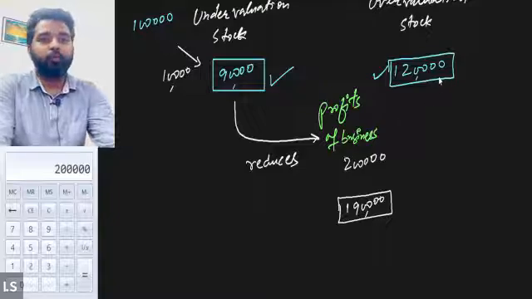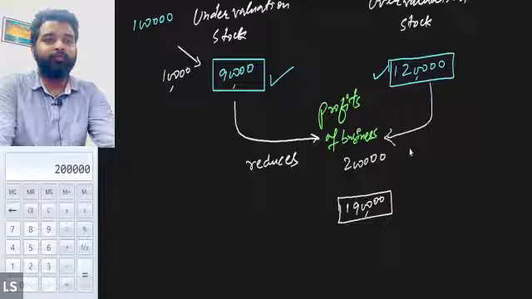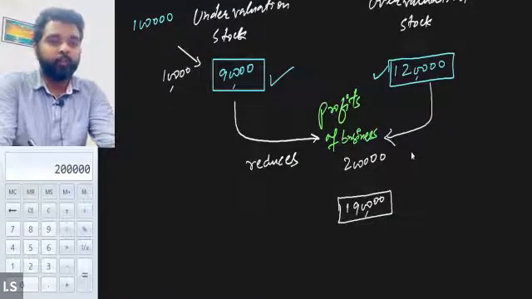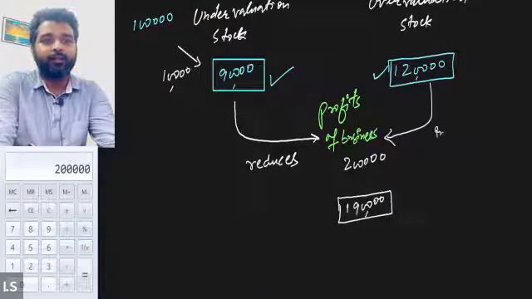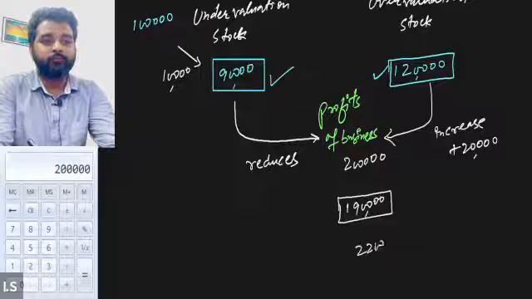And whenever there is overvaluation, let's suppose instead of 1 lakh, we wrote 1,20,000, that will increase the amount of profit by the amount by which the stock has been overvalued. So if the stock was overvalued by 20,000, this is going to increase the profit by 20,000. That means our profit will be 2,20,000.